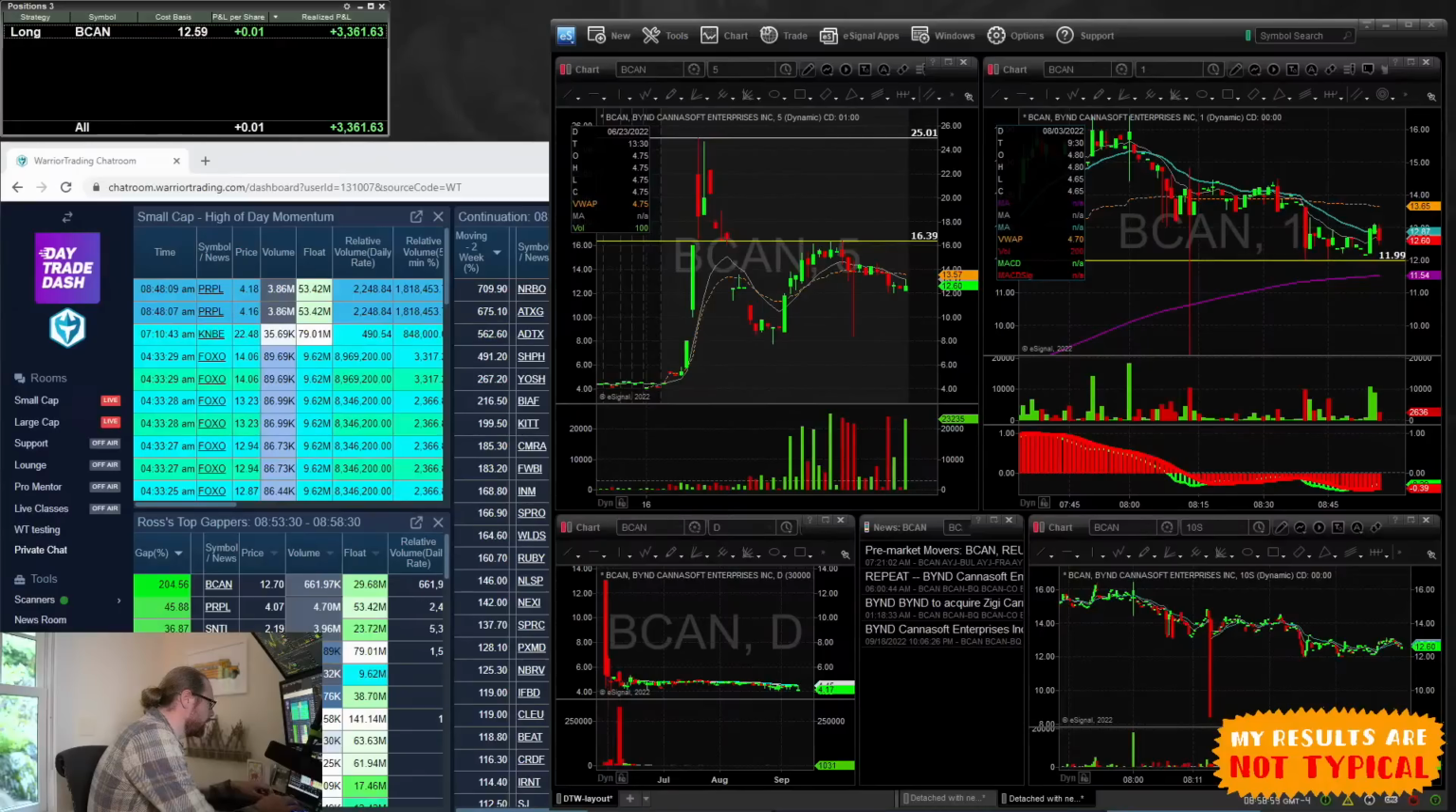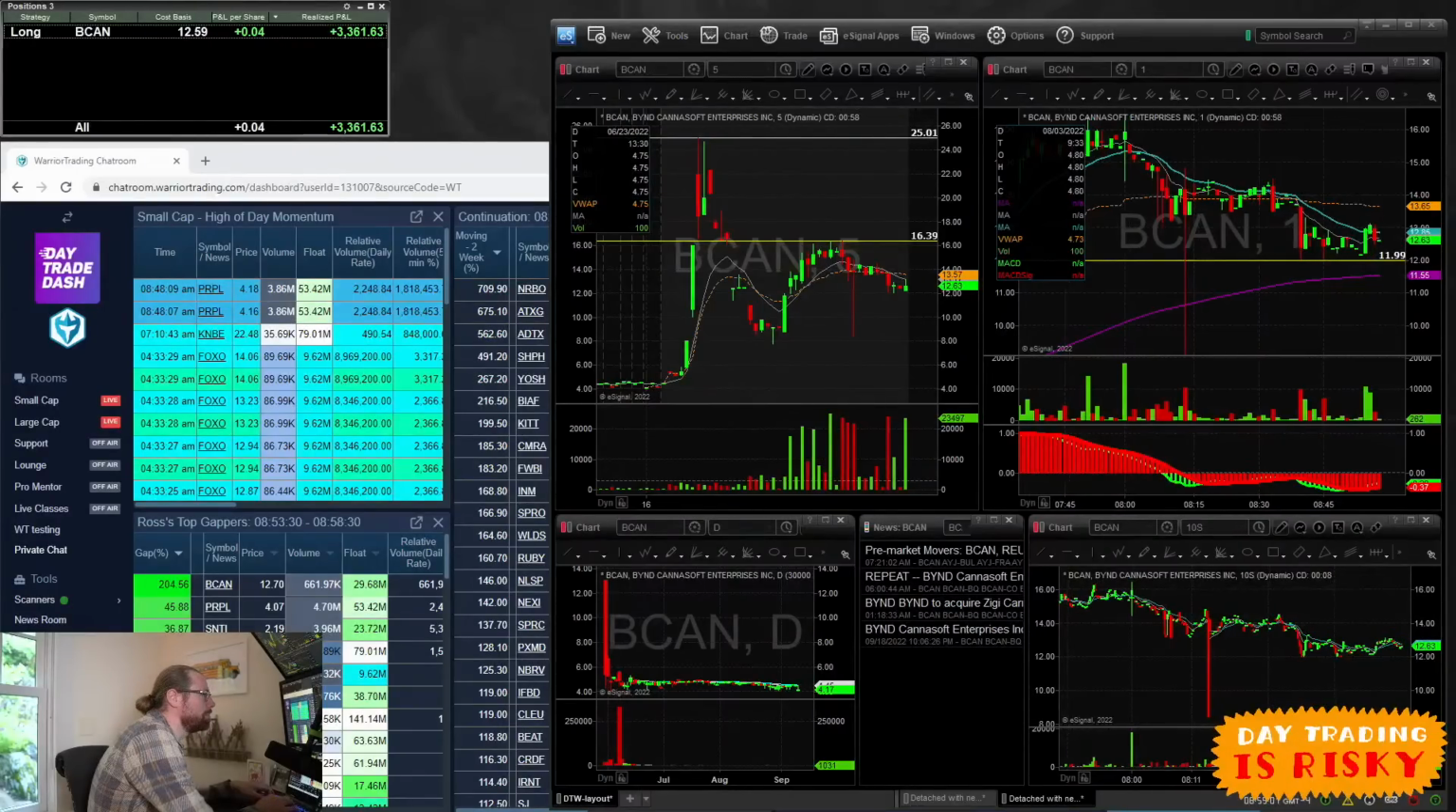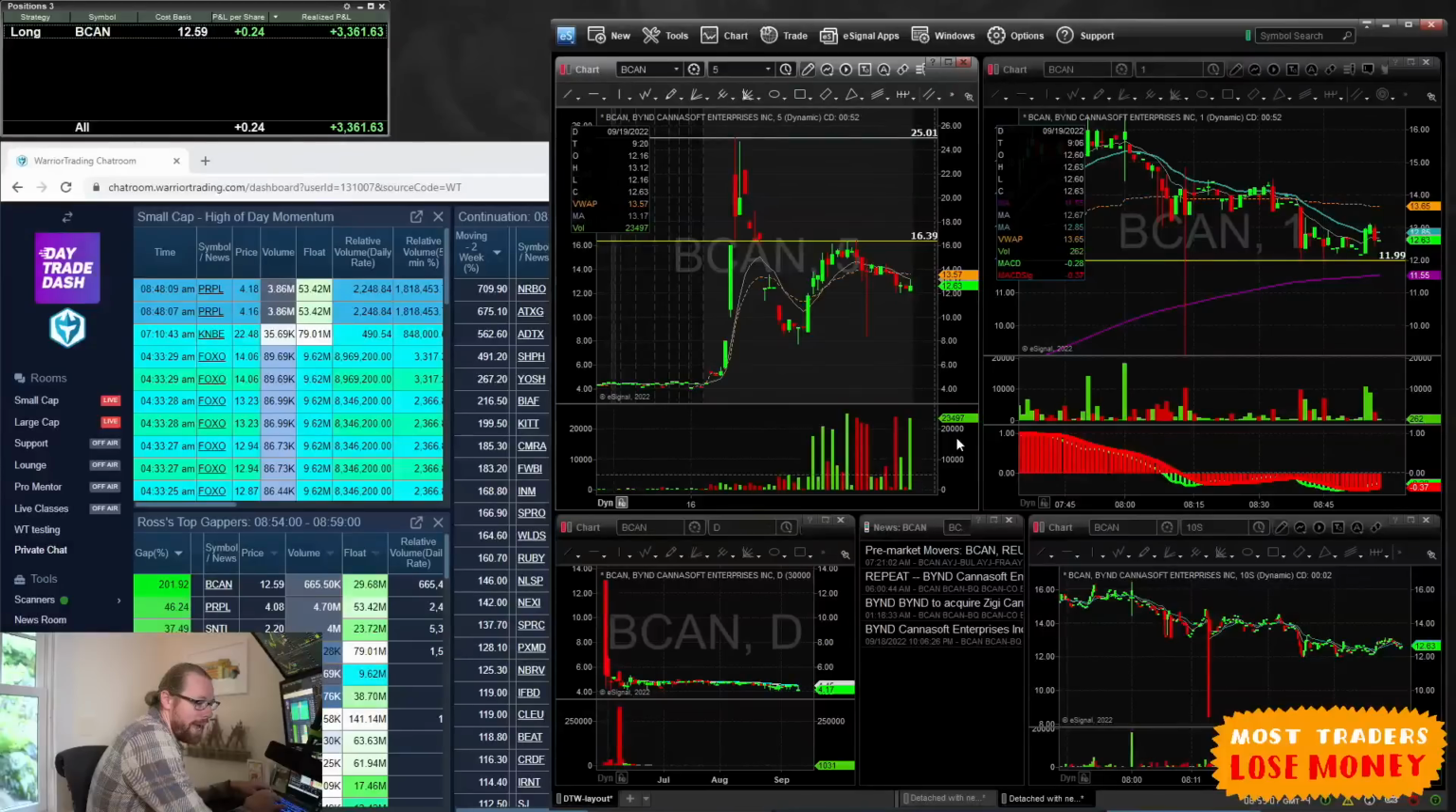All right, so let's see. BCAN, again, it's the leading gapper, which is why I'm focusing on it as much as I am. I think it makes sense to focus on it, but we do have a bit more risk since it's below volume weighted average price. We want to see it get back above that level.